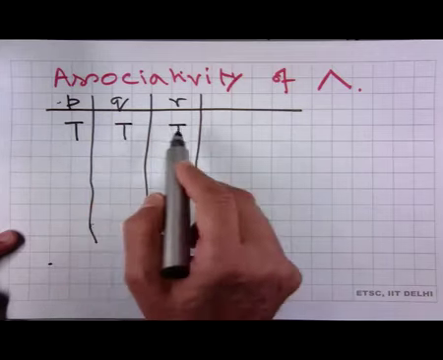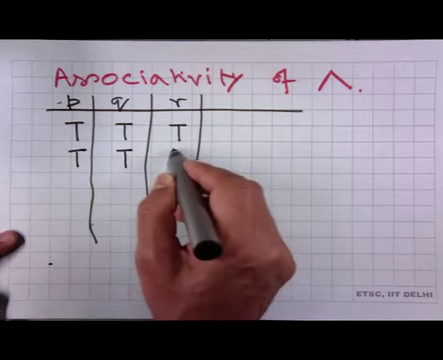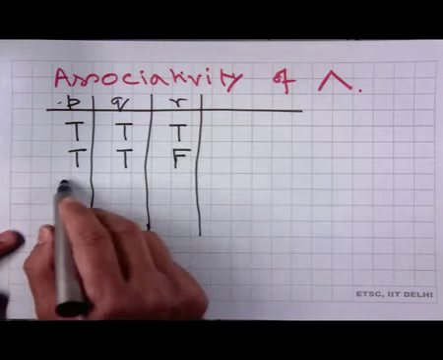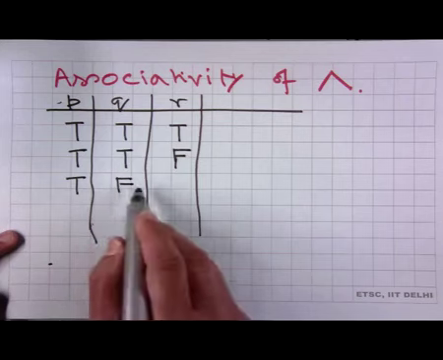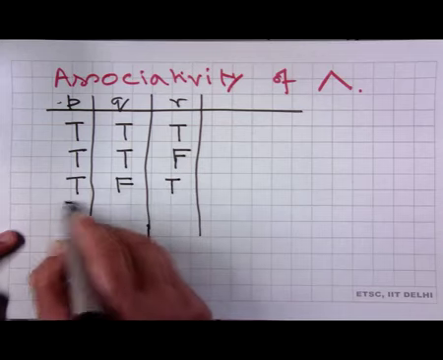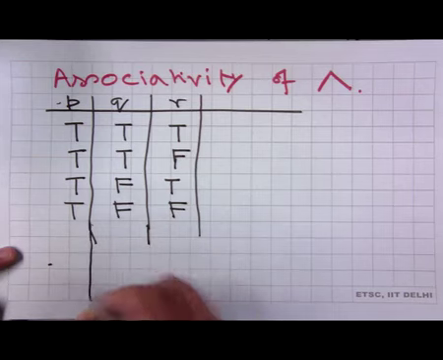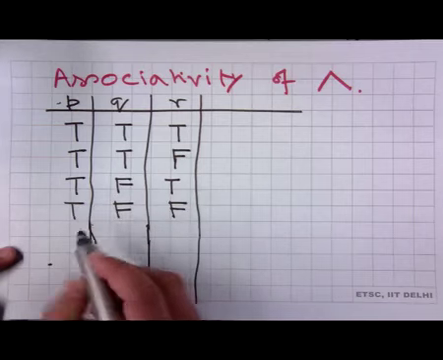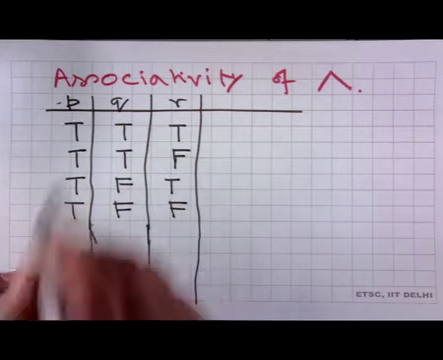True, true, true. Keeping P and Q the same, I can change the truth value of R. Now, let me change the value of Q to F. Here also we can get two possibilities for R. One is true and the other is going to be false. Now, we take the next combination for P and Q. We have exhausted all the possibilities with P equal to true.